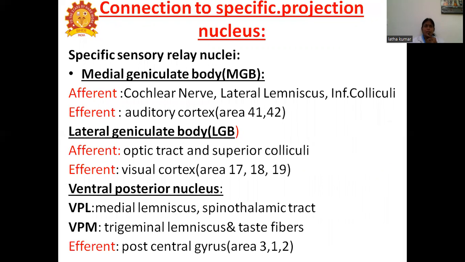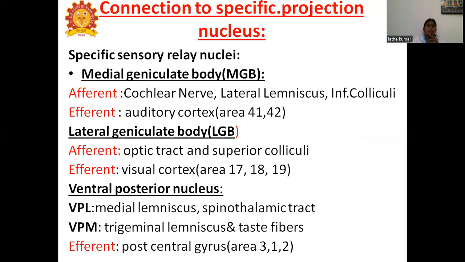Specific sensory relay nuclei: first nucleus is the medial geniculate body. The afferent of the medial geniculate body: it receives a topically organized projection of auditory fibers from the cochlear nerve. It receives afferent fibers from the cochlear nerve, lateral lemniscus, and inferior colliculi. The efferent fibers go to the auditory cortex, areas number 41 and 42.